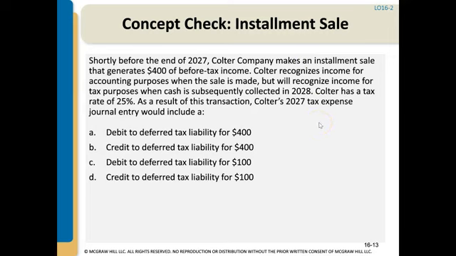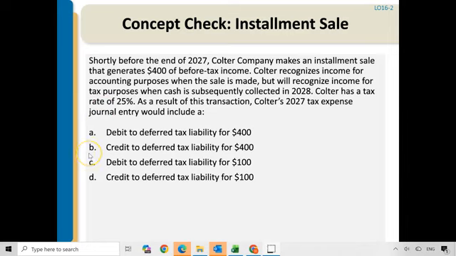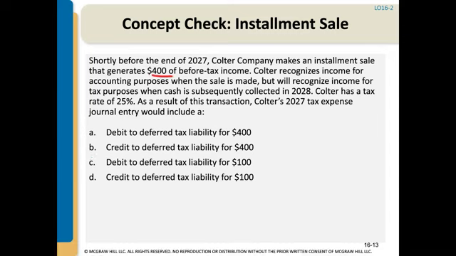Shortly before the end of 2027, Coulter Company makes an installment sale that generates $400 of before tax income. That's the same thing as pre-tax income. Coulter recognizes income for accounting purposes when the sale is made, but will recognize income for tax purposes when cash is subsequently collected in 2028. Coulter has a tax rate of 25%, and we have to figure out what Coulter's 2027 tax expense journal entry would look like.